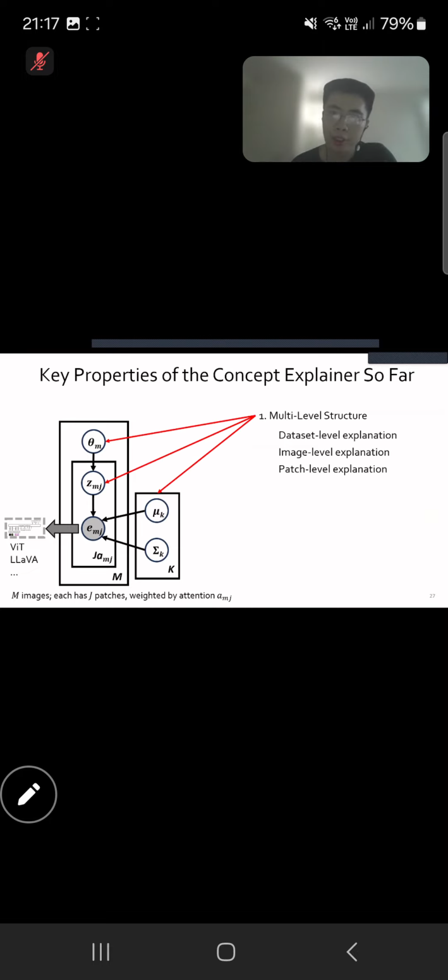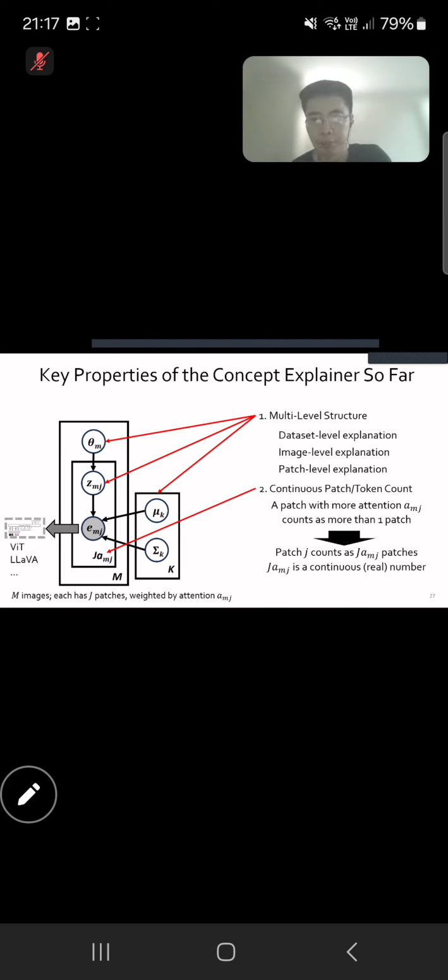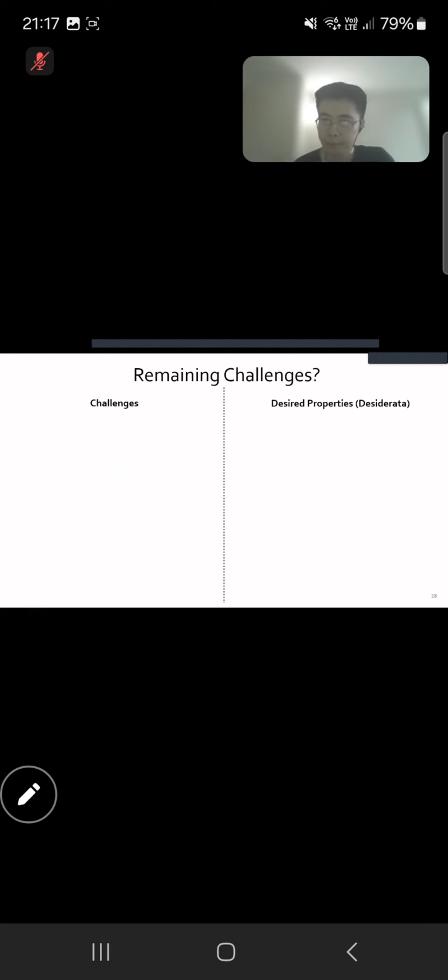So far, we have several key properties of our concept explainer. We have a multi-level explanation structure. Specifically, we can have the dataset level, image level, and patch level explanations. We also have a continuous patch or token count. For example, a patch with more attention, A_MJ, will count as more than one patch. And in general, patch J counts as A_MJ patches, where A_MJ is a continuous number.